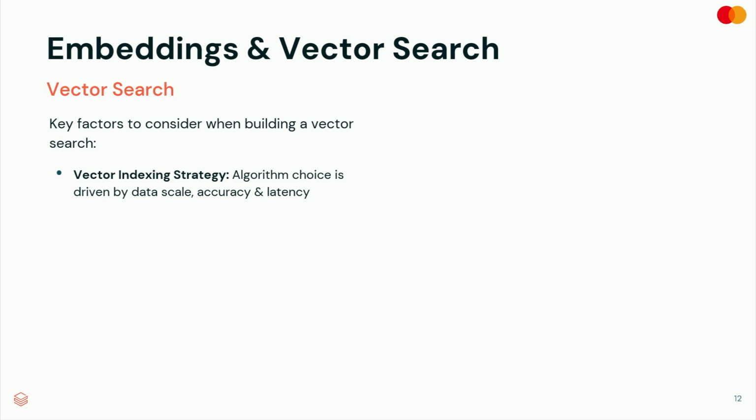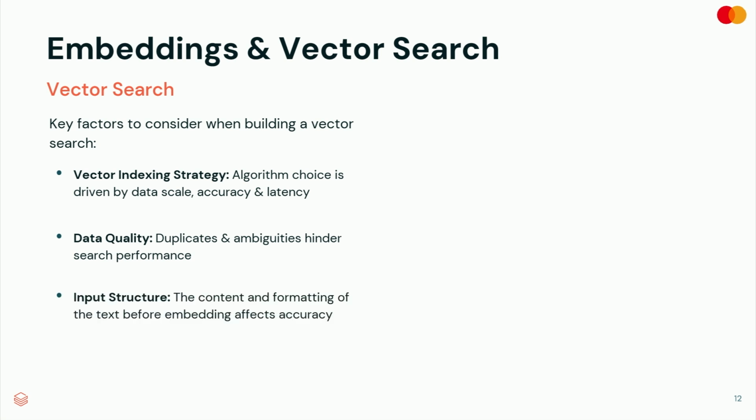Vector search. The key factors to consider when building a vector search are the data scale, accuracy, and latency. You always have to play with these three levers and find the right spot for your use case. Data quality: duplicates and ambiguities hinder search performance a lot. In our use case, we are retrieving the top 20 candidates in the candidate retrieval part. If you have duplicates there, you might, unfortunately, retrieve the duplicate records 20 times, and therefore you will never get to the right match. So data quality is super important.